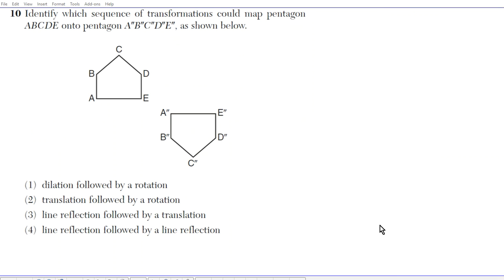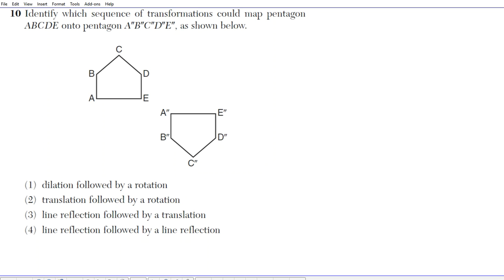Okay, so let's take a look at question number 10. It says, identify which sequence of transformations could map pentagon ABCDE onto pentagon A double prime, B double prime, C double prime, D double prime, E double prime as shown below. Okay, so we have 4 options here, a combination of 2 transformations, and let's see which one is the correct one.